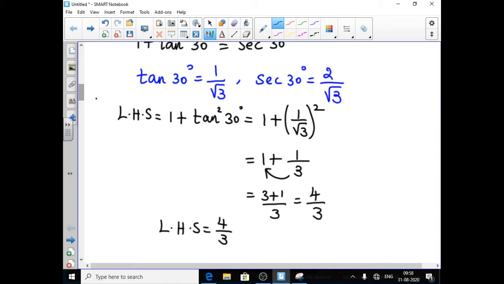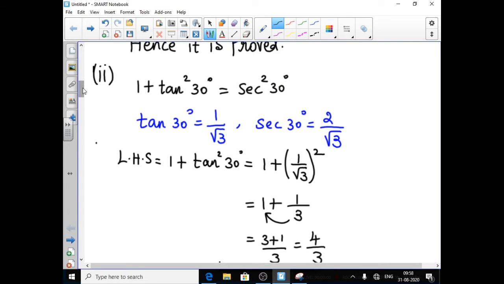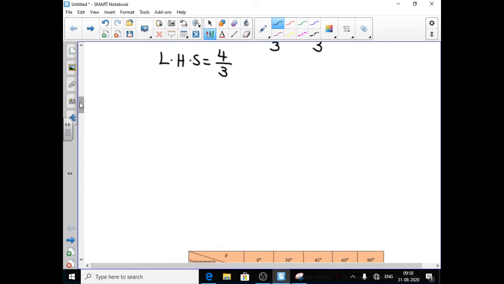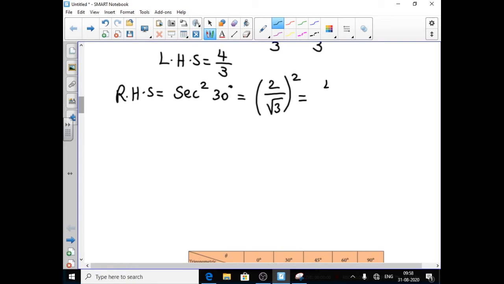Then RHS is what? RHS is equal to secant square 30 degree. Already I told secant 30 degree is 2 by root 3. So you can take a square, 2 by root 3 whole square. So 2 squared is nothing but 4 and root 3 squared is 3. Okay. So LHS is also 4 by 3 and RHS is also 4 by 3.